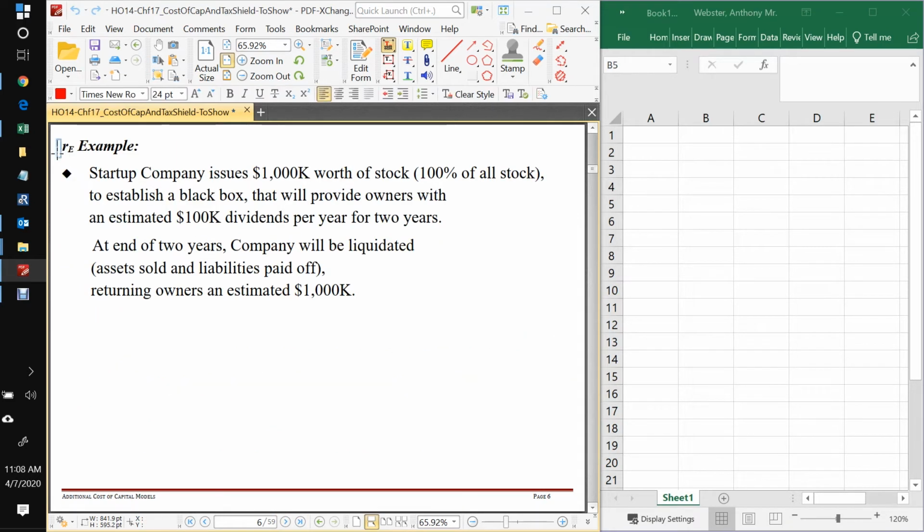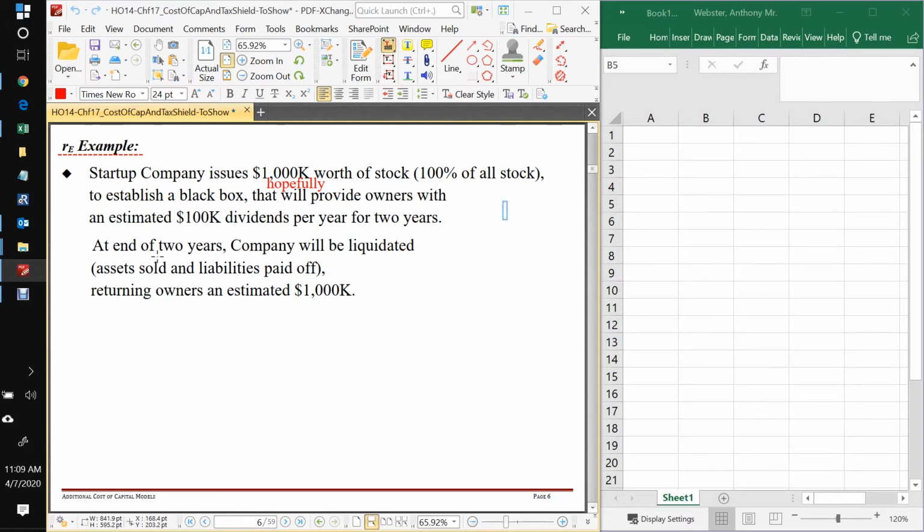So let's think of how this could work in the case of equity capital. So I'm going to do a simple, unusual example, but it is nonetheless a realistic example for what are called special purpose entities. So here's how it works. Let's say we have a startup company that wants to issue $1 million or 1,000K worth of stock, and that's going to be all the stock for the entity. And it wants to get that money so it can establish a black box that it believes will hopefully provide the owners, the shareholders, with an estimated 100,000 in dividends for 2 years.